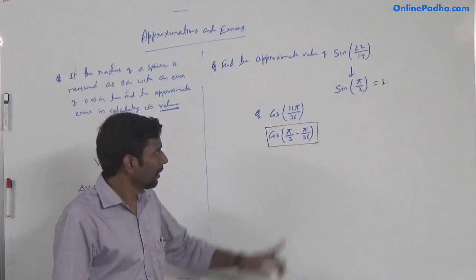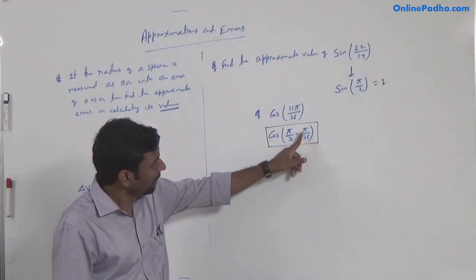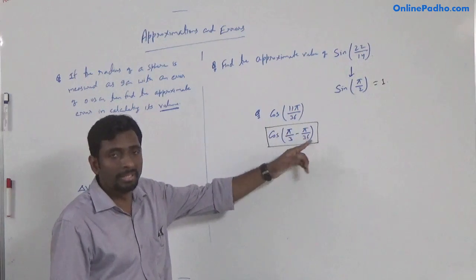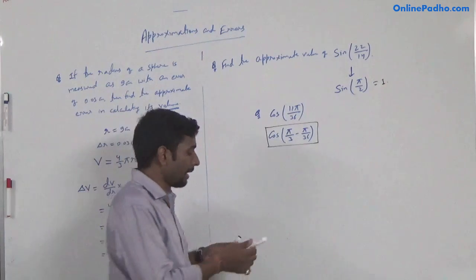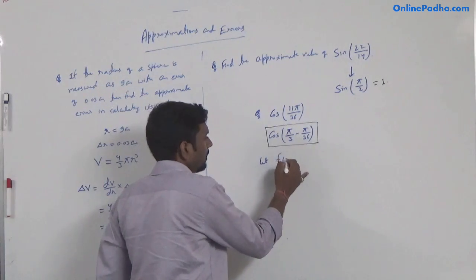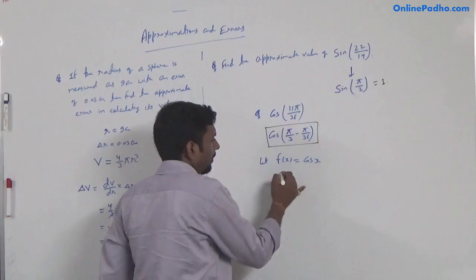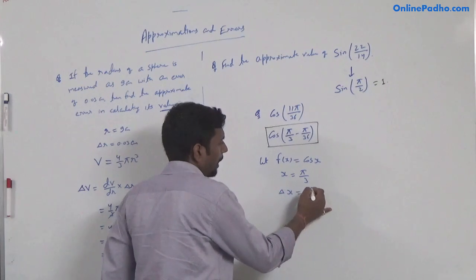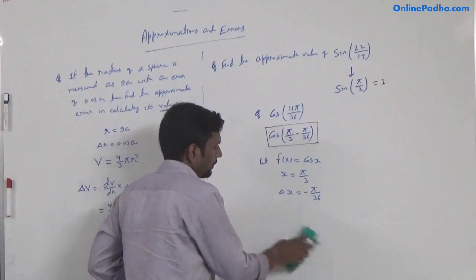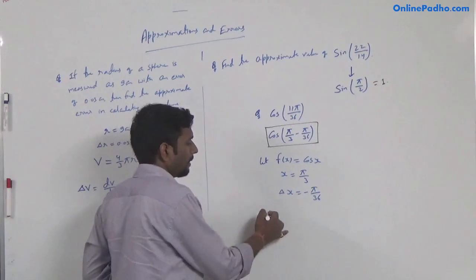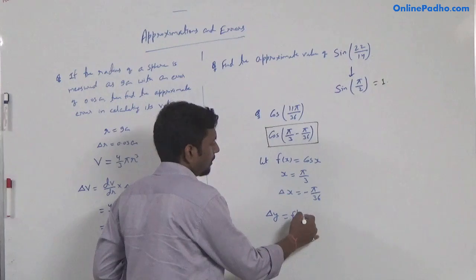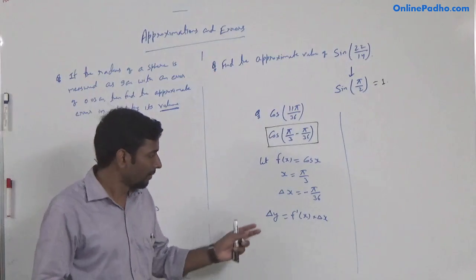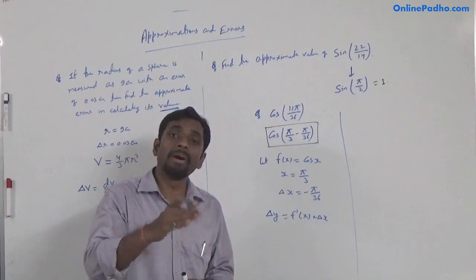We have to find cos of pi by 3 minus pi by 36. You can find this value because you know x equal to pi by 3 and delta x equal to minus pi by 36, and the function is cos x. Let f(x) be equal to cos x. So you can find the value of delta y by the formula delta y equal to f dash x multiplied by delta x. After finding delta y, we can apply the formula y plus delta y.